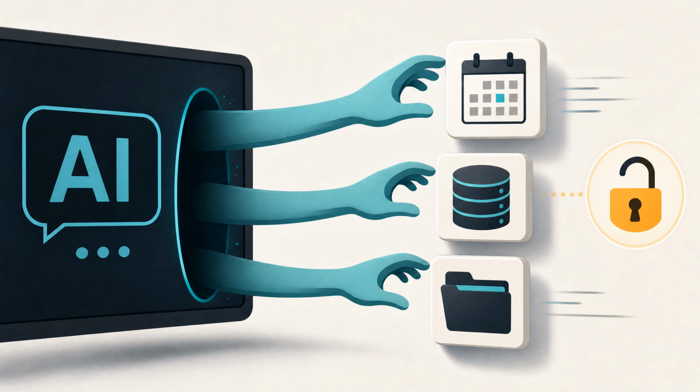The weird part is not that an AI can answer questions. The weird part is when it asks to open your calendar, read a database, or create a file. Like software suddenly grew hands.